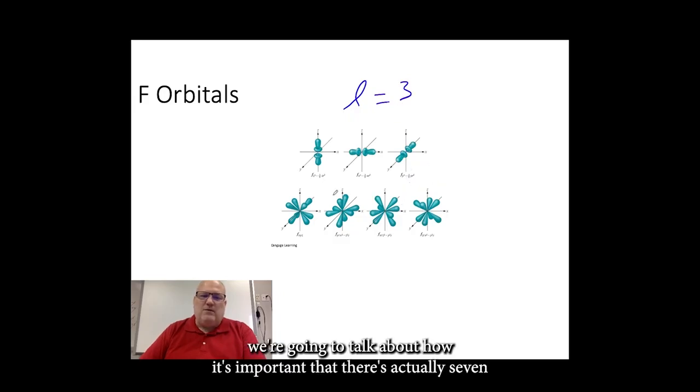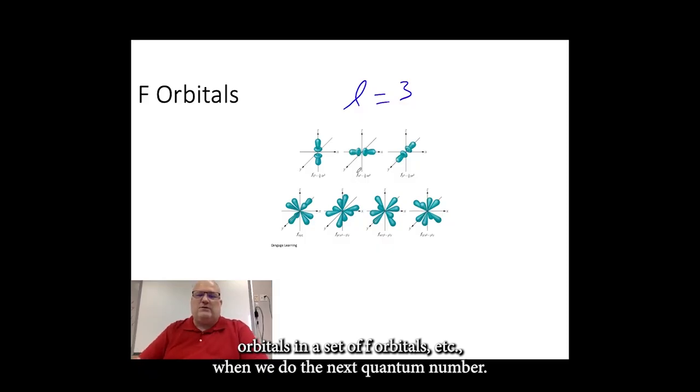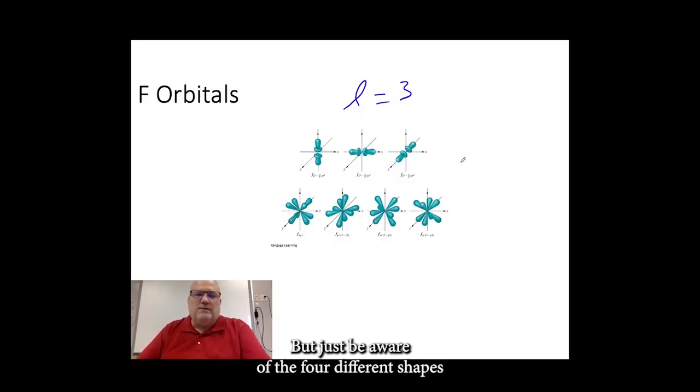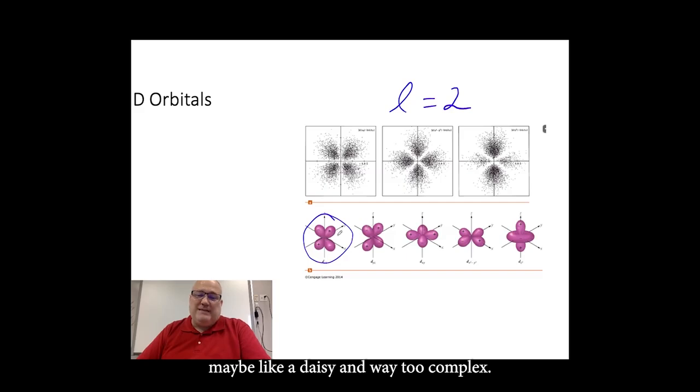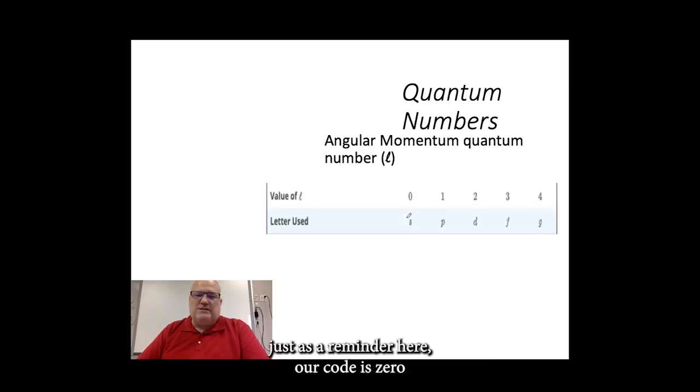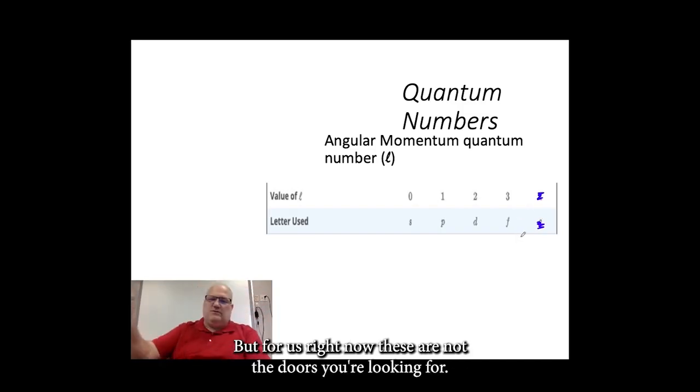Now, we're going to talk about how it's important that there's actually 7 orbitals in a set of F orbitals, etc., when we deal with the next quantum number. But just be aware of the 4 different shapes: sphere, kind of peanut looking, maybe like a daisy, and way too complex. And just as a reminder here, our code is 0 represents S, 1 is represented by P, D is represented by 2, F is represented by 3. I'm going to scribble out this G right here because mathematically it exists, but for us right now, these are not the droids you're looking for.